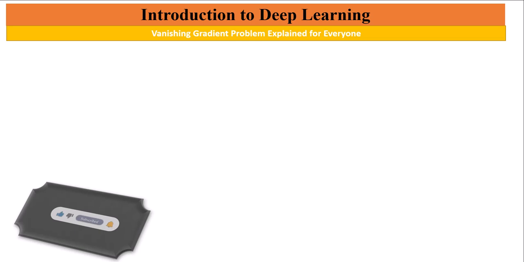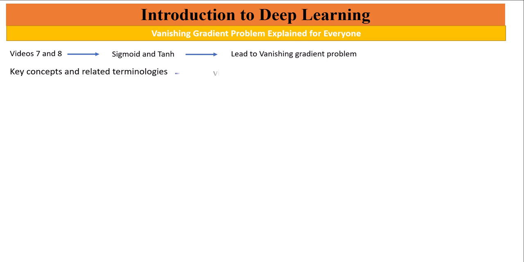In videos 7 and 8, we saw that sigmoidal activation functions, such as the sigmoid and tanh, are prone to saturation, leading to the vanishing gradient problem in deep neural networks. To build a solid understanding of this issue, we examined several key concepts and related terminologies in videos 9 through 12. This video explains the concept of the vanishing gradient problem in simple terms, without using heavy mathematics, making it easy for anyone to understand. So, let's dive into one of the most important challenges in deep learning.